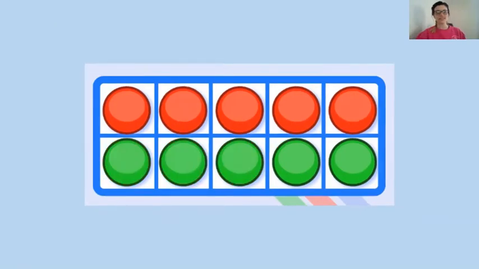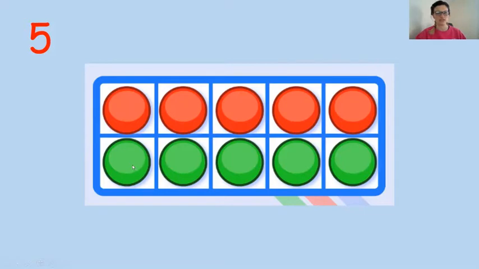Fantastic. So now let's have a look at this one. Which one's got more and which one's got fewer? Tricky one, isn't it? Let's start off by counting the red ones. Now, the red ones take up the whole of the top line. So straight away, we should know that's 5. Well done. Let's double check. 1, 2, 3, 4, 5. Brilliant. So we have 5 red counters.